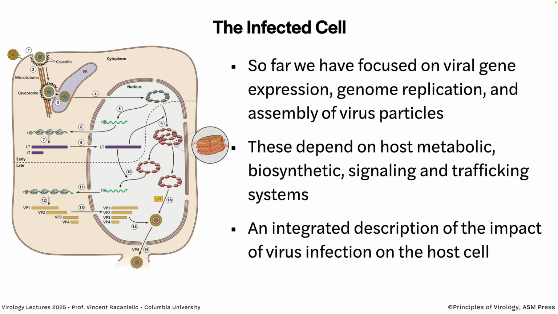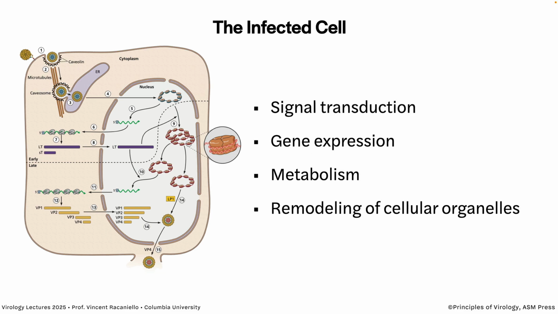So far in this course, we've focused on viral gene expression, genome replication, and the assembly of virus particles. What we haven't talked about is that all of those depend on host systems, including metabolic systems, biosynthetic systems, making the triphosphates and the lipids, signaling and trafficking systems. We've mentioned trafficking quite a bit on microtubules and actin, for example. But today I want to get into some mechanisms by which these events happen in an infected cell.